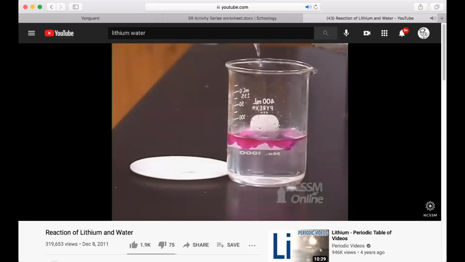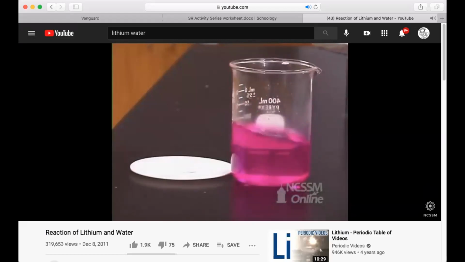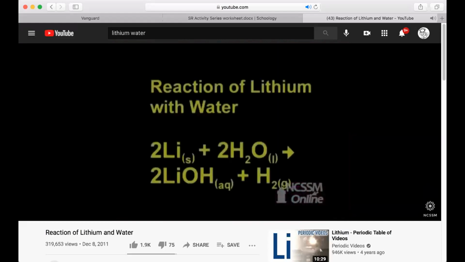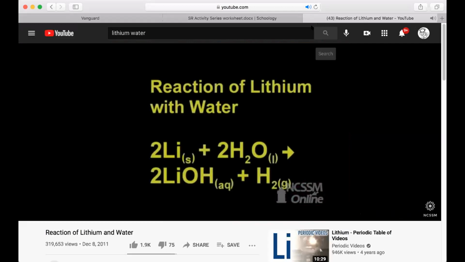Oh, and they're putting an acid-base indicator in. That's phenolphthalein, because when you put lithium in water, you make lithium hydroxide, and lithium hydroxide is a base, and phenolphthalein indicator turns pink whenever it's in the presence of a base. So this is a confirmation of the reaction. Lithium and water make lithium hydroxide and hydrogen gas.